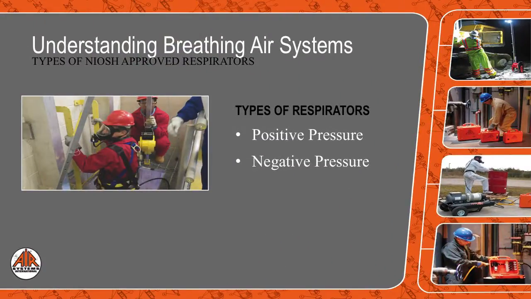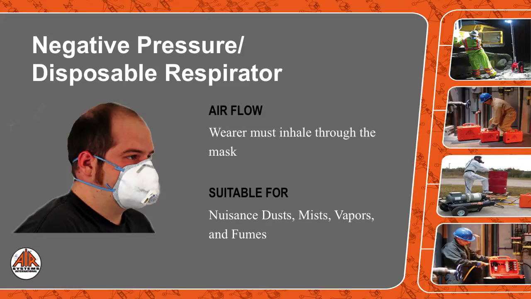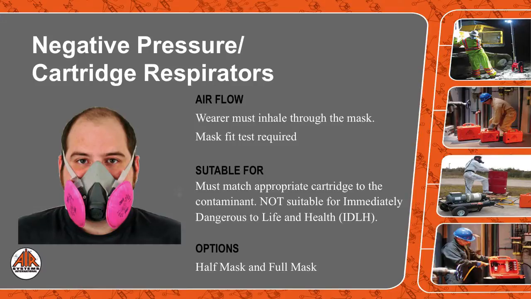All respirators are classified as either negative pressure or positive pressure respirators. To understand breathing air, you must first understand the various types of NIOSH-approved respirators available to meet the respiratory hazard. When wearing a negative pressure disposable respirator, the wearer must inhale through the mask. These are approved for nuisance dusts, mist, vapors, and fumes. Negative pressure cartridge respirators have replaceable cartridges and come in half mask or full face.